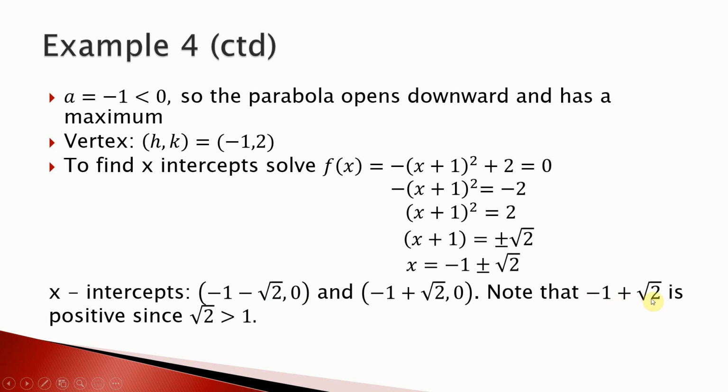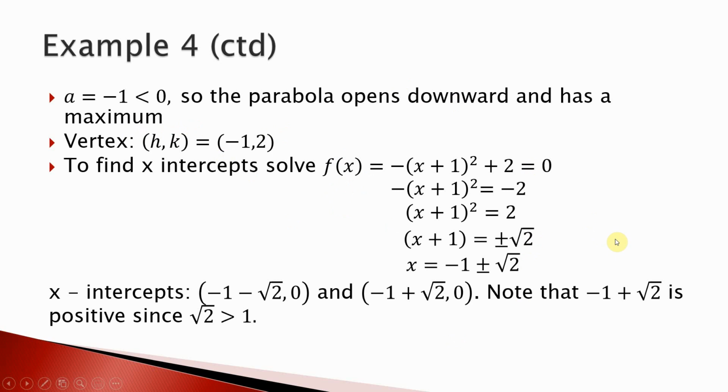So this negative 1 plus root 2 is positive because root 2 is greater than 1. Okay, so square root of 1 would be 1, square root of anything greater than 1 would be greater than 1, because square root is an increasing function. So this is positive, this is negative. Okay, so that's important when you are going to sketch the graph. Okay, so this graph is opening downward and has a maximum value, and you know the vertex because we did the completing the square earlier.